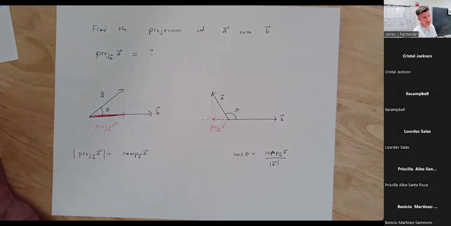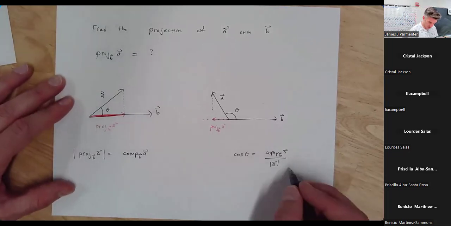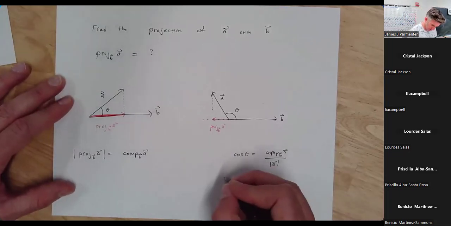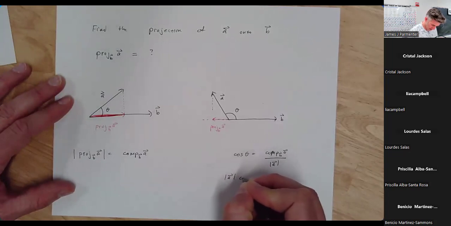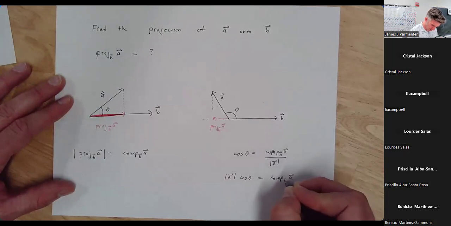I'm going to do this slightly differently than I did it last time to show you a little bit different way of doing it. Last time I multiplied both sides by the magnitude of A and magnitude of B because I knew I wanted the dot product to show up on the left-hand side. I'm essentially going to do the same thing this time, just a little bit different. So first I'm going to multiply both sides by the magnitude of A and get the magnitude of A times cosine theta equal to the component of A onto B.